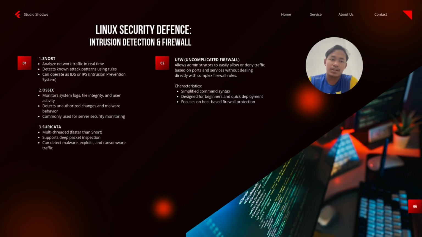Beyond firewalls, Linux relies on intrusion detection systems to identify malicious activity. Snort and Suricata function as network-based IDS by analyzing traffic in real time to detect attack signatures and abnormal patterns, while OSSEC operates as a host-based IDS that monitors logs, file integrity, and system behavior. Using these together, Linux can detect ransomware activity by identifying suspicious files, encryption behavior, unauthorized privilege escalation, and command and control network traffic.